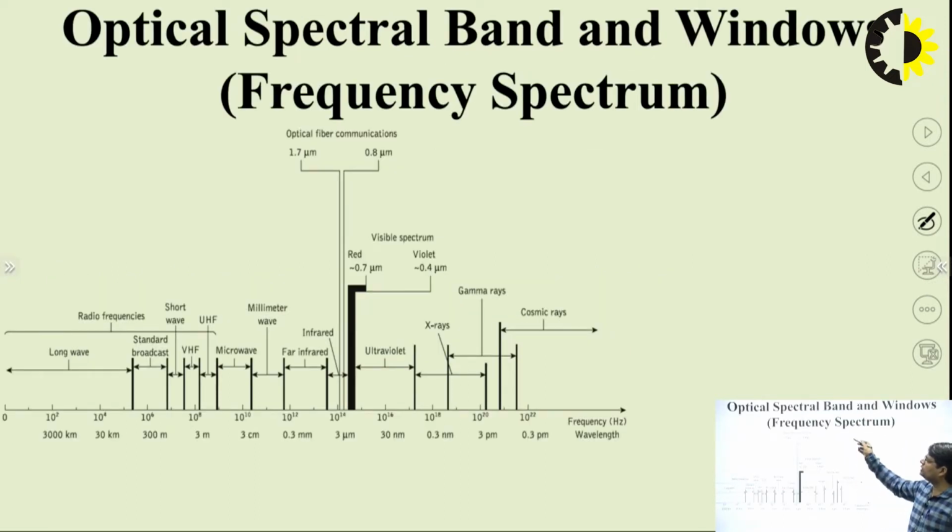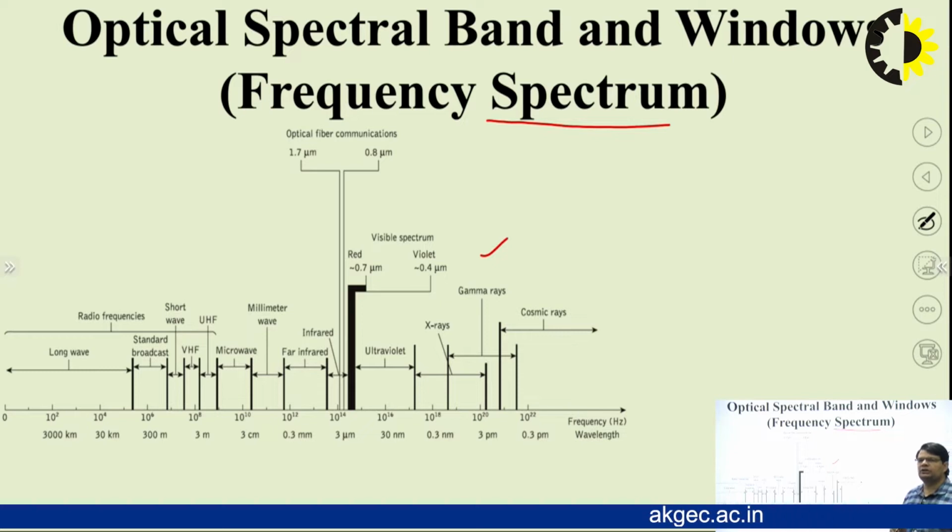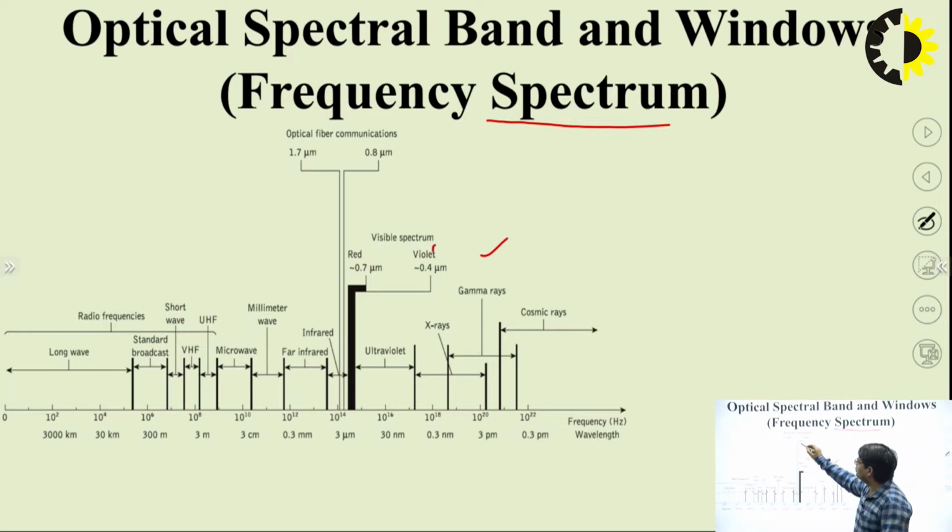So this is the optical spectral band. Basically this is the entire spectrum band, out of which the band that is used for optical communication is this one, the 0.8 to 1.7 micrometer range. This optical communication spectral band lies near the visible spectrum as well as near the infrared region.